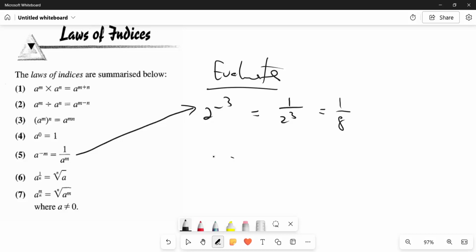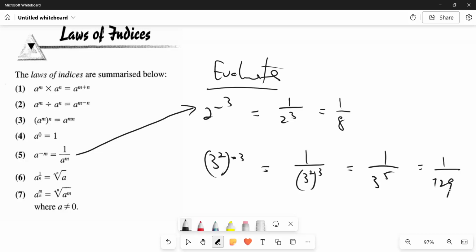So take another one: 3 squared to the minus 3, right? What is that? That's equal to 1 over 3 squared to the third power, which equals 1 over 3 to the sixth power. That's some big horrible number at the bottom there now. 729 they have here.